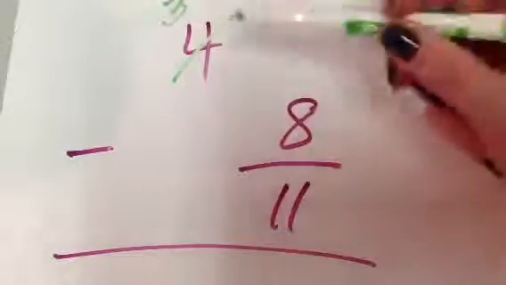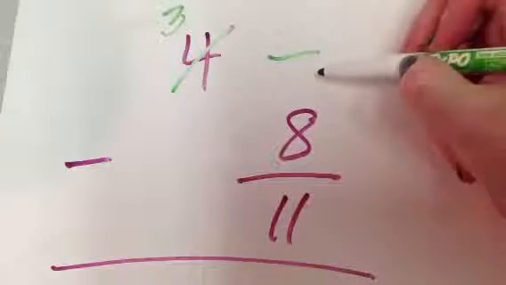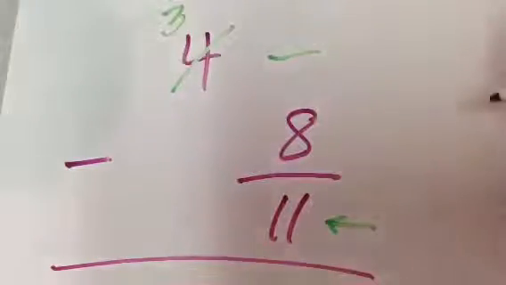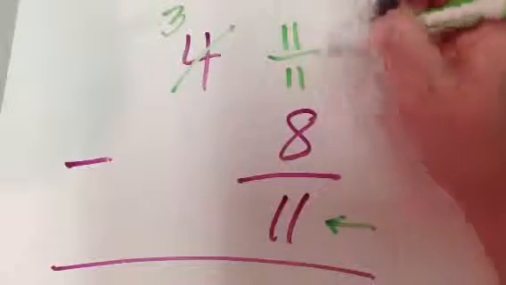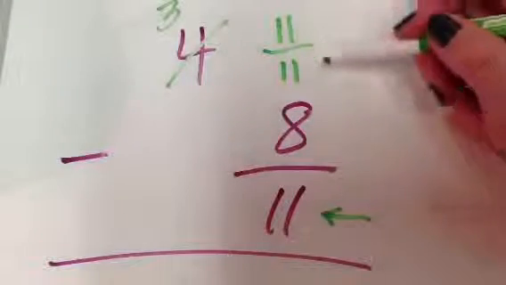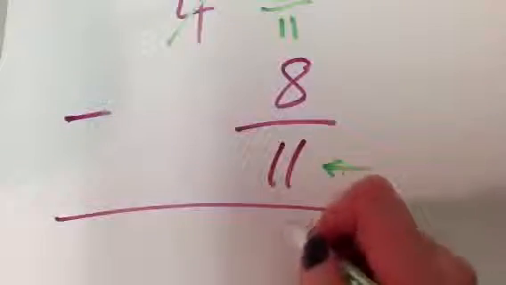I'm going to take 1 away from that 4, and then I'm going to bring the 1 that I borrow over here and write it as some number over itself. Where am I going to get that number from? Right there. Since I already have 11 on the bottom and I can make this fraction anything I want, I'm going to make it 11 over 11. Okay, so now 11 minus 8 is 3. My bottom number stays the same. 3 minus 0 is 3.